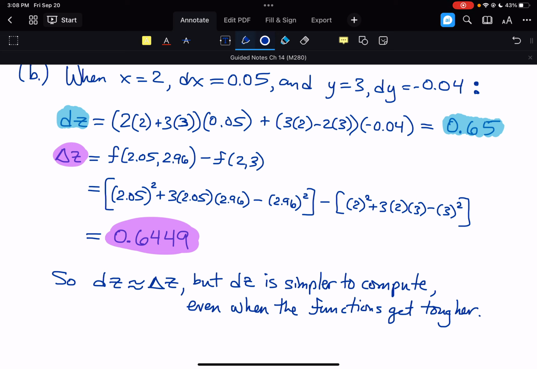But that would be the end of section 14.4. That is our discussion on tangent planes and linear approximations and differentials. So I'll talk to you all in the next section.